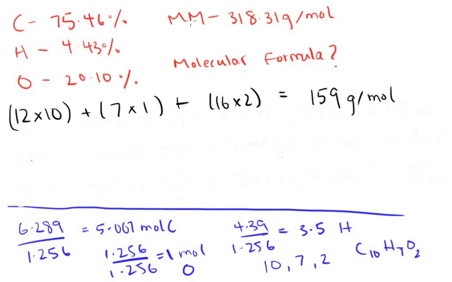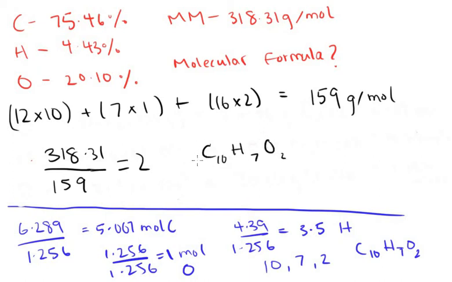But we notice something really interesting here. The molar mass, 318, around 0.31, let's say. We divide it by the molar mass that we get from our formula, we get 2. So all that tells us is that the formula that we have is nothing but a simpler formula, and we get 318.31. So essentially what we're saying is this is 159. By multiplying by 2, we get 318. And that's around what we have here.